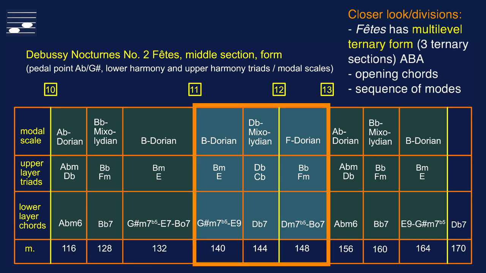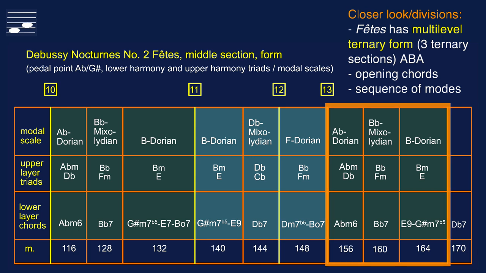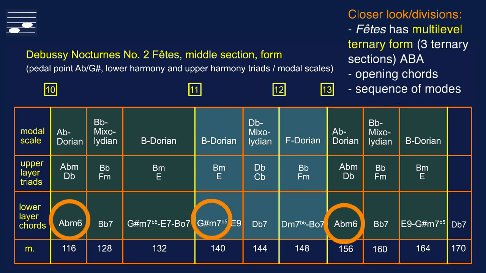Colored rectangles mark the three subsections that all start with a minor type chord. Both A sections have similar chord progressions and an identical sequence of modal scales. So I label this middle section as ternary ABA.